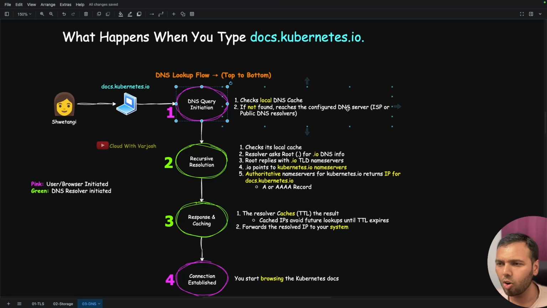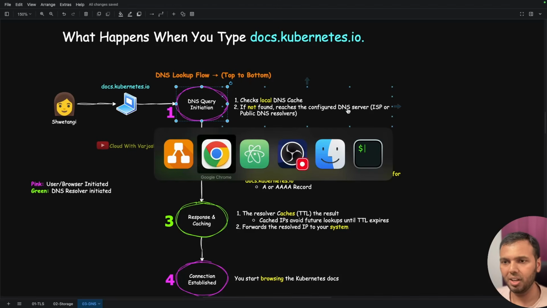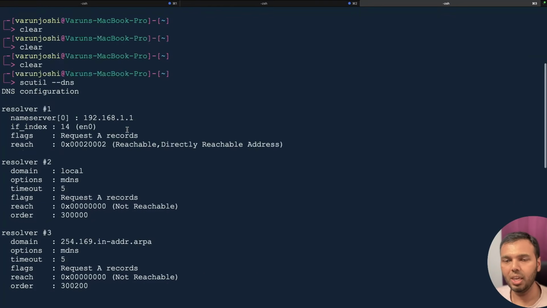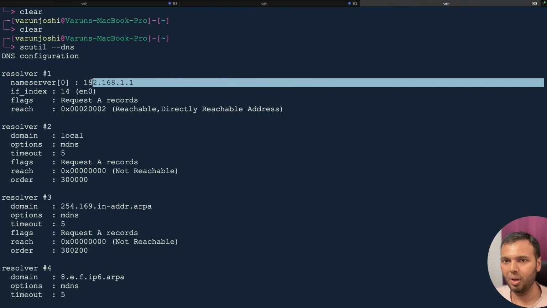Now what is your configured DNS server? You can open the terminal in your respective operating system and then use the command that your operating system accepts. So for example, in my Mac, scutil --dns will give me my DNS server, and this is 192.168.1.1, which is something that my ISP manages.